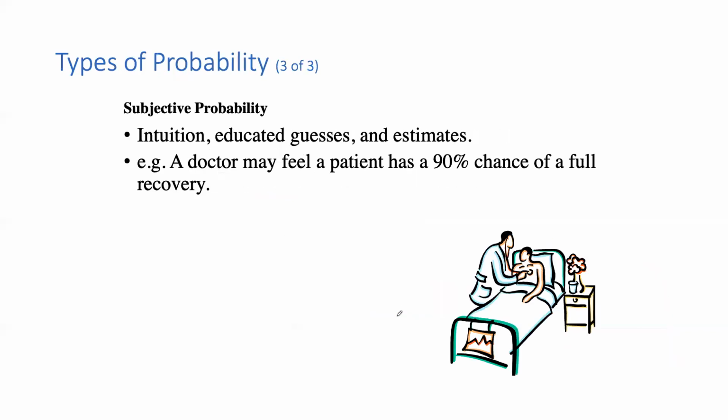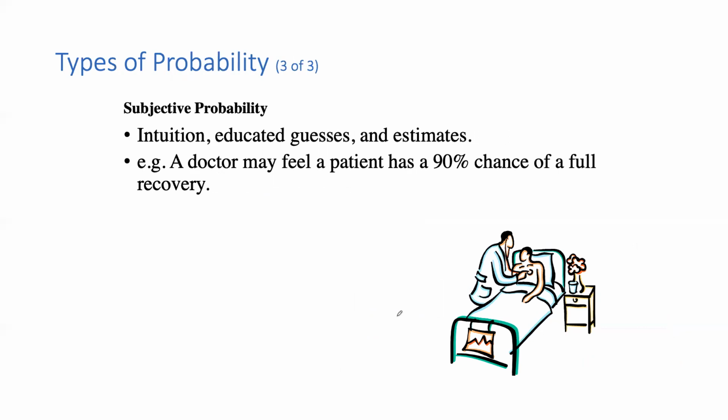All right, the last kind of probability that we can talk about is what we call subjective probability. This is basically a hunch, right? A guess. It's based on your intuition, but it has no empirical basis. It has no basis in data. It's just a gut feeling, right?